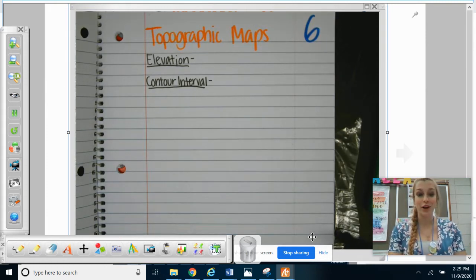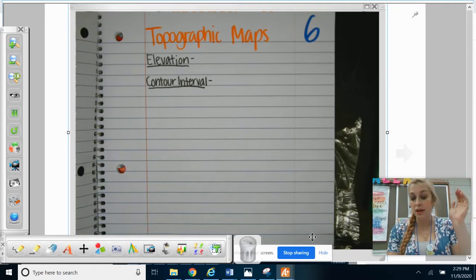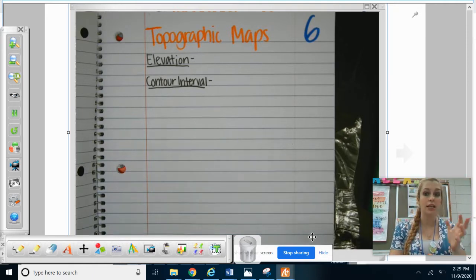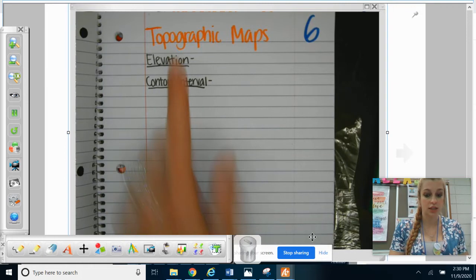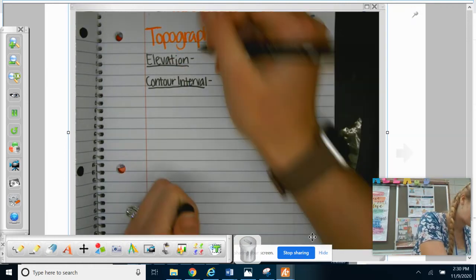But remember, topographic maps show something that normal maps can't show. So if we're looking at a map of the U.S., all we can see is where the states are. I know where Texas is, I know where Florida is, but I can't tell what state has mountains, what state is above sea level, below sea level, what state is hilly. I can't tell any of that. A topographic map shows us the elevation. So that's the first word we need to know. Elevation is just the height.